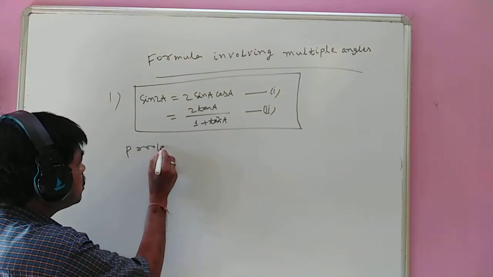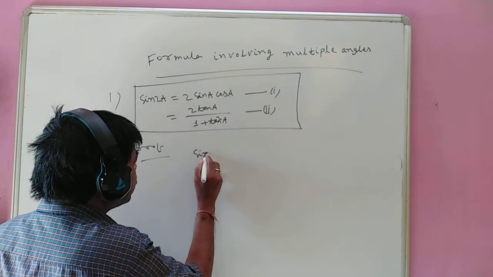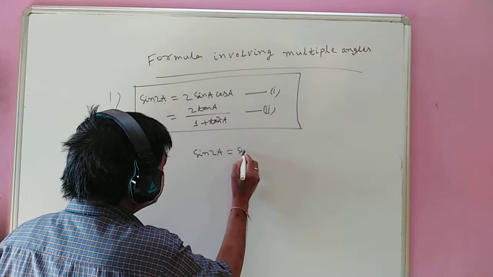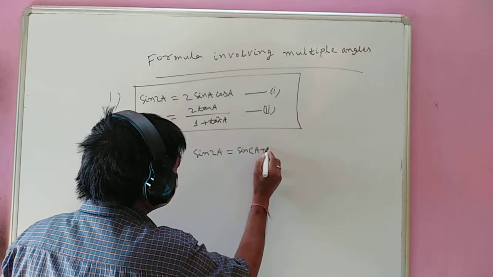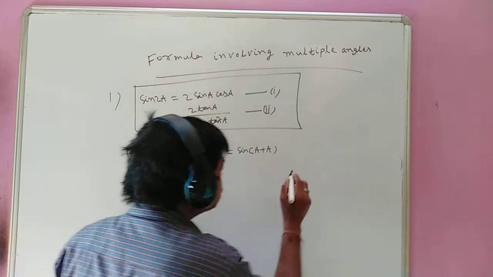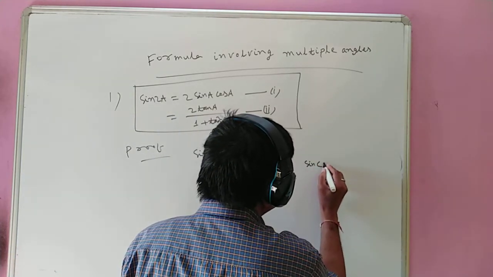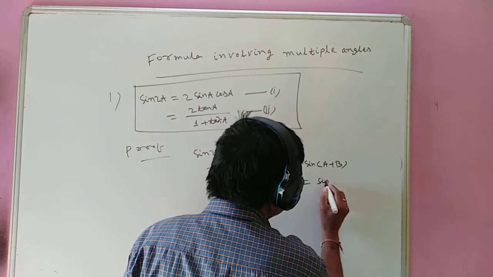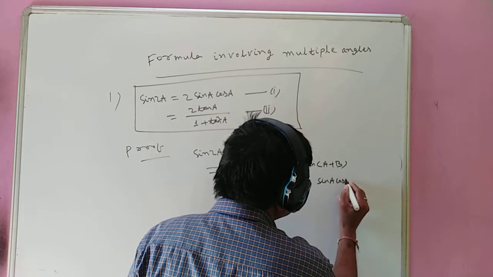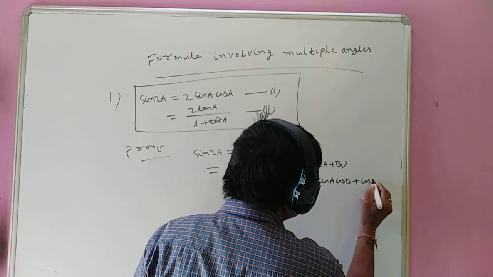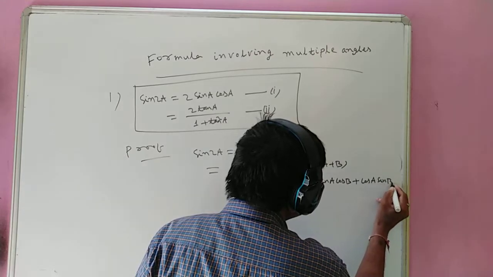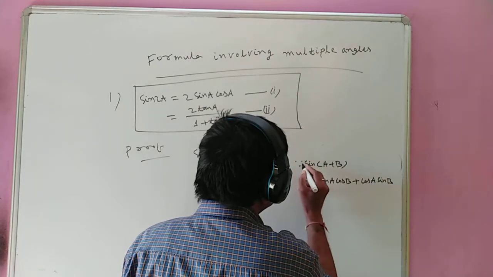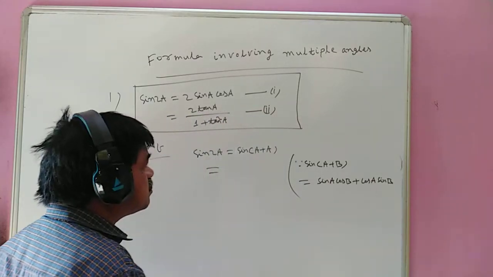How it is coming. So this sin 2a you can write as sin(a plus a). Okay. And you know sin(a plus b), that compound angle formula you know. What is sin(a plus b)? Hello. What is sin(a plus b)? Sin a into cos b plus cos a into sin b. Okay. So this is the formula. Sin(a plus b) is sin a cos b plus cos a sin b.